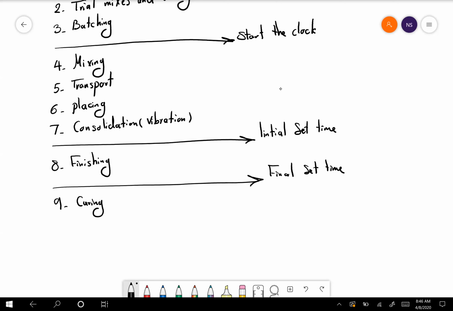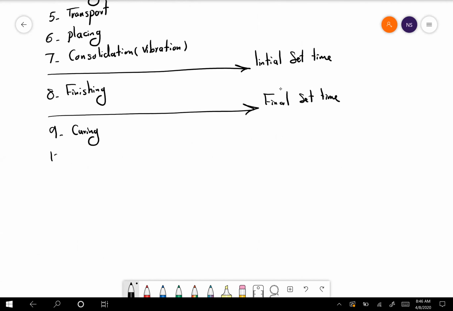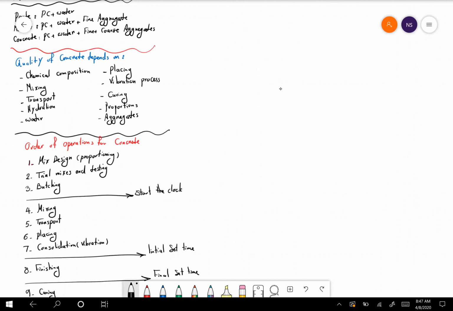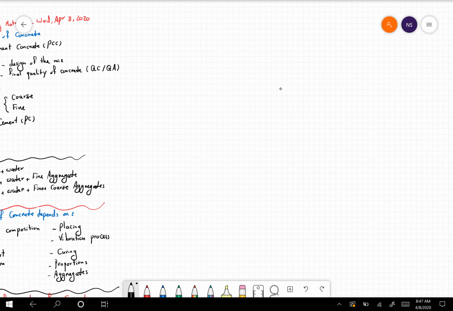And then during the curing, you need to make sure that the curing process is taking place properly. And then you also need to have the maintenance process. All right. So basically this is the timeline of the concrete mixing process. Okay, let me go back, probably over here.